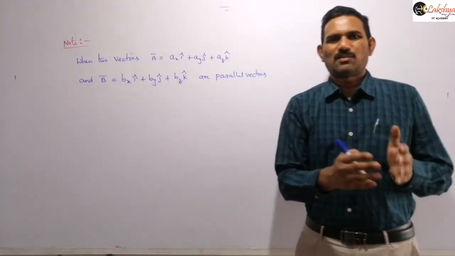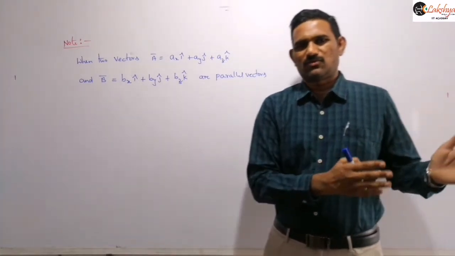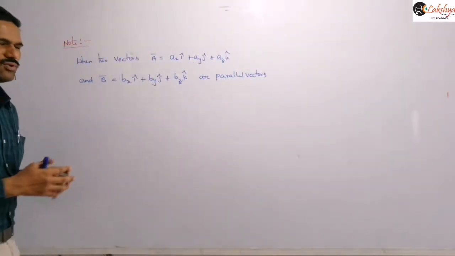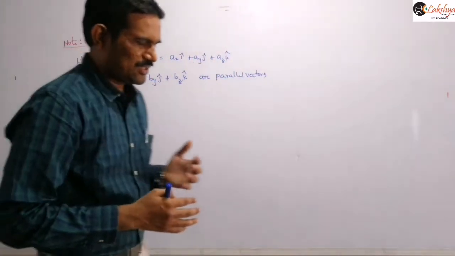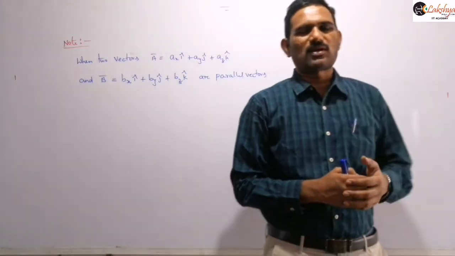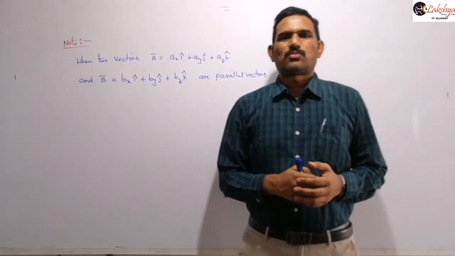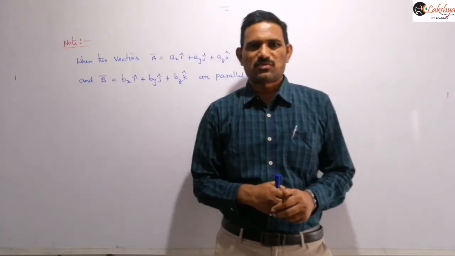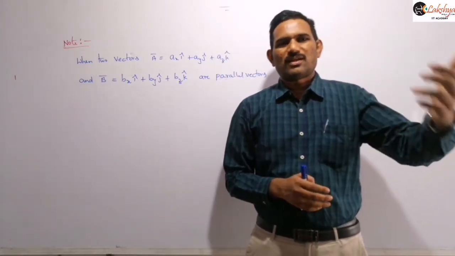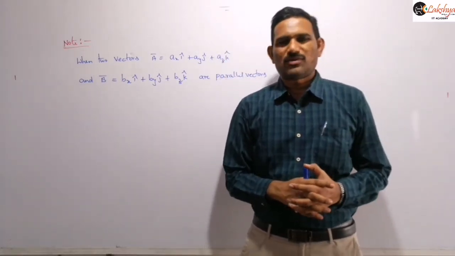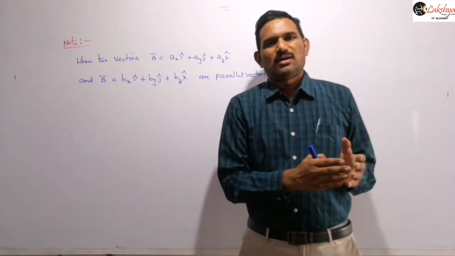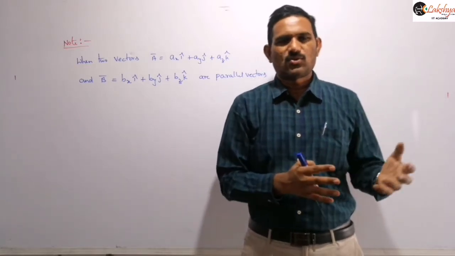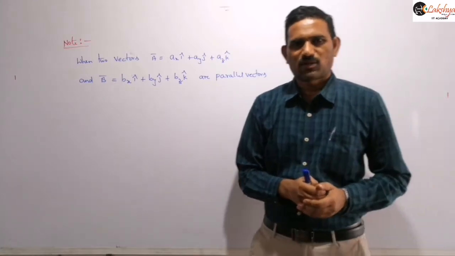Because you will get AB sin theta, and the sin theta value will be 0. So that is a null vector, and we can derive one condition here, like we discussed in the applications of dot product. In dot product, when two vectors are perpendicular, the dot product of those two vectors will be 0. From that we can find the unknown values in one of the vectors, where one of the components is given as unknown, by equating the dot product to 0.